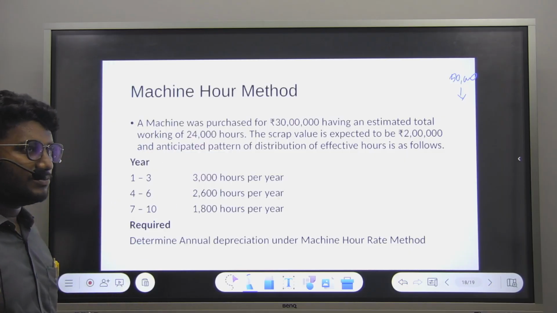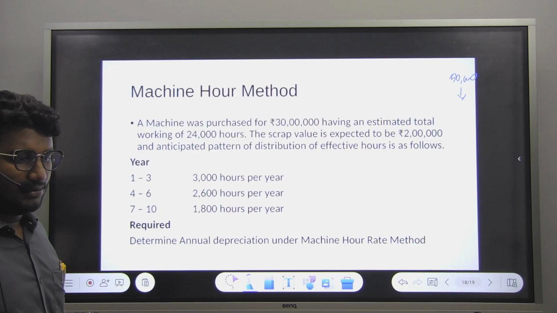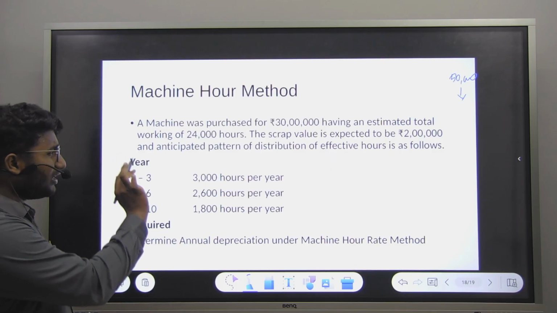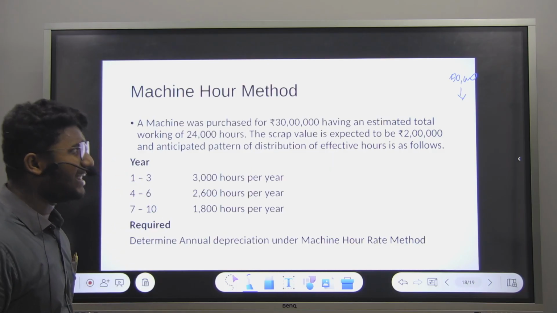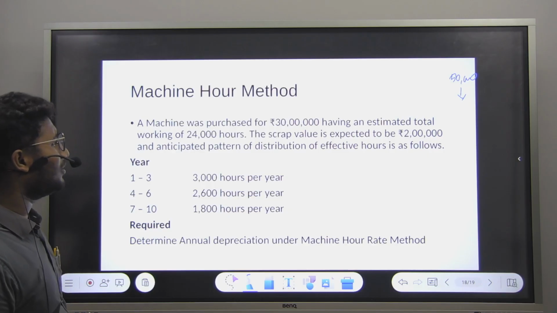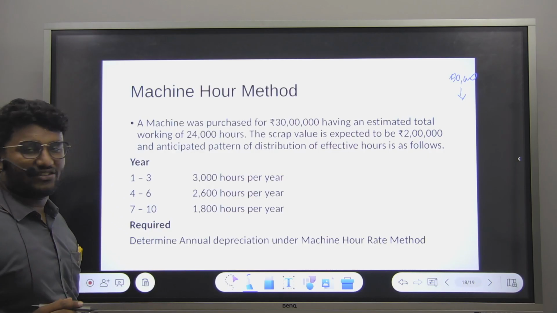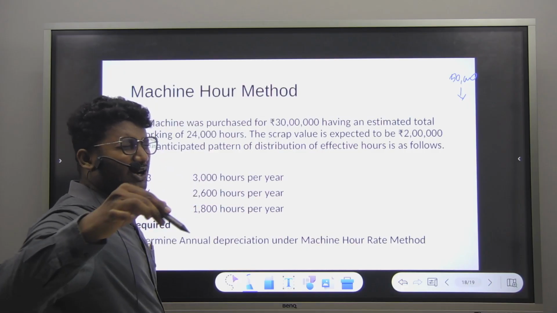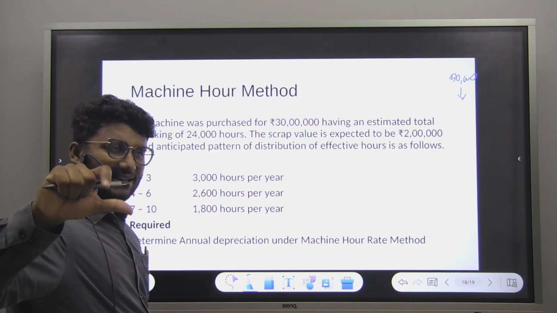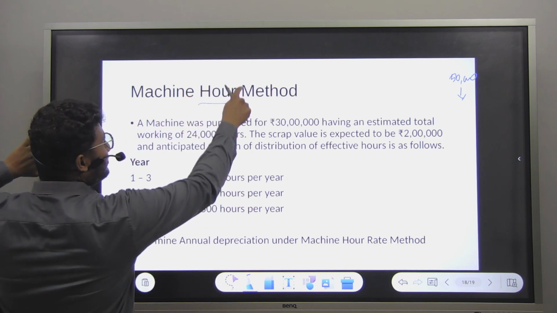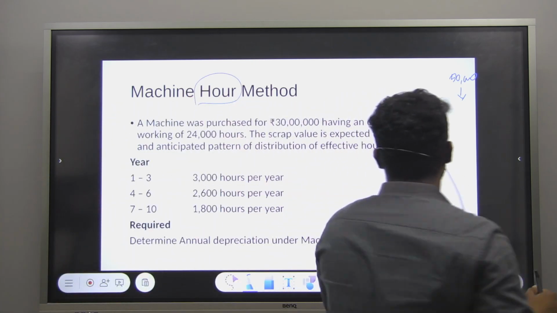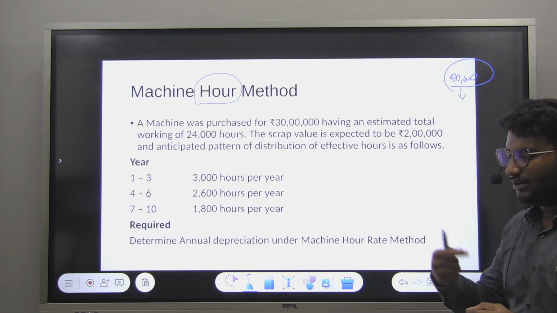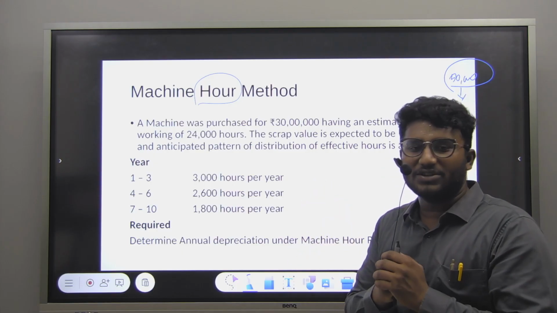Any doubt in the concept? No, sir. Okay, so let's move on to the question. Sorry, we talked about the units, no? That unit method is the next method. Here we are talking about hours. So suppose the machine has 50,000 working hours. After using every year, the value of the machinery gets depreciated.